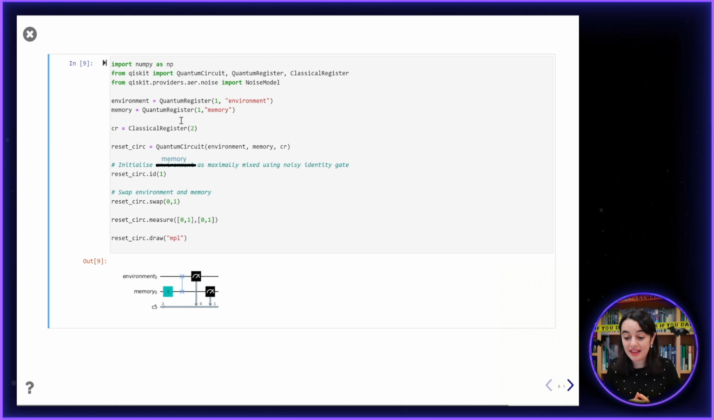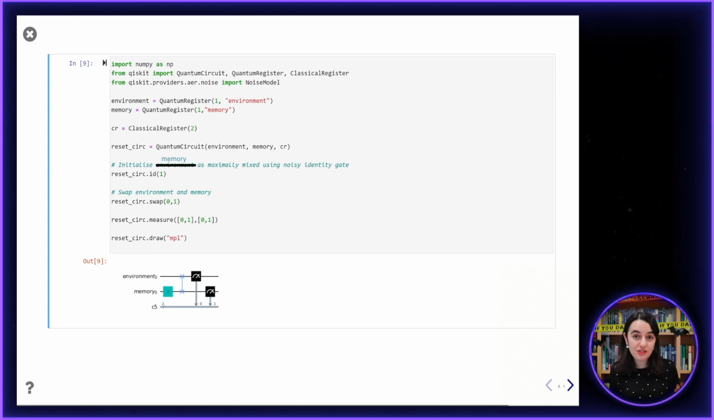So what I've done here is I've created a 2-qubit circuit with a qubit to represent the environment and a qubit to represent the memory. And we have the noisy identity gate to start the memory off in a maximally mixed state. Then to reset it, I've introduced a swap gate between the environment and the memory, so the memory ends up in the 0 state and the environment ends up maximally mixed. So we can see that for the memory to go from being maximally mixed to 0, the environment needs to go from 0 to maximally mixed.